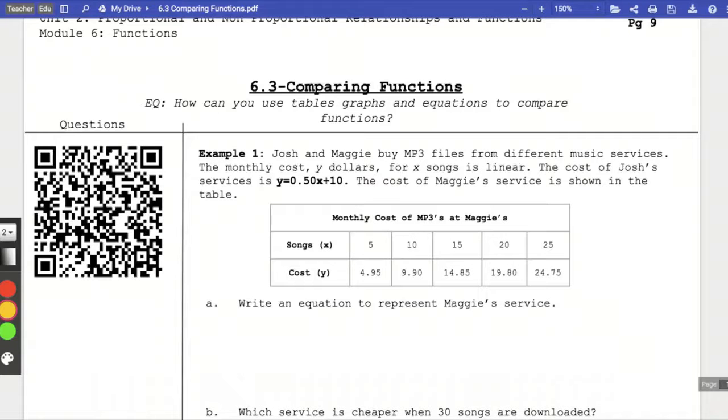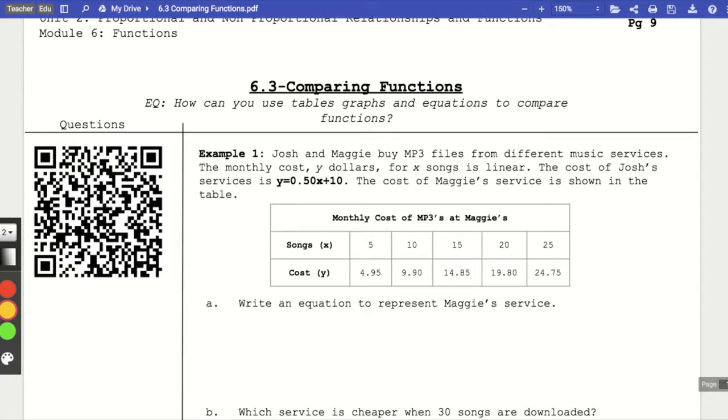So today we're going to be looking at comparing functions. And the essential question we're looking at is how can you use tables, graphs, and equations to compare functions? So we've done a lot of work on determining whether your function is linear or proportional or non-proportional. So now we're really taking all of that and comparing the functions and seeing what the implications of them are in a real world context.